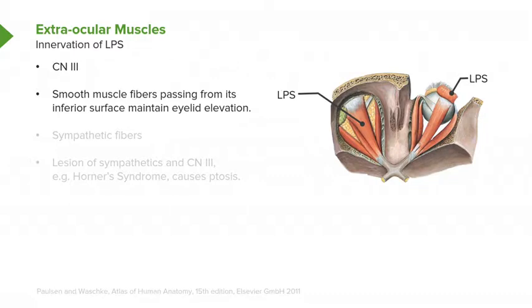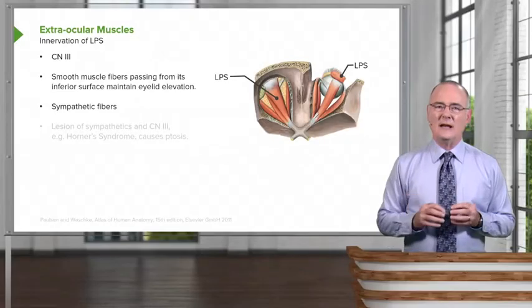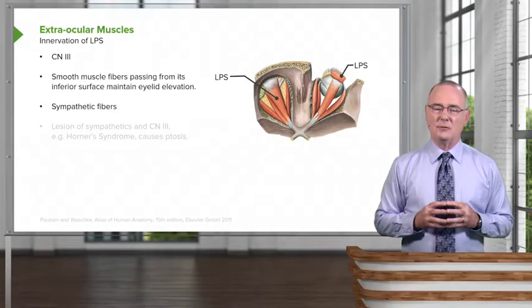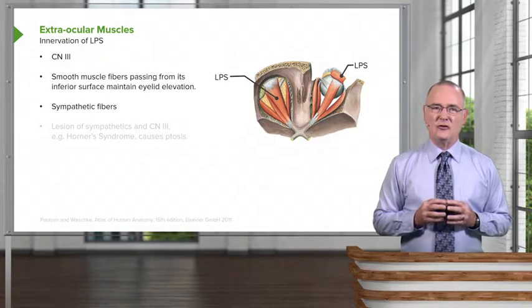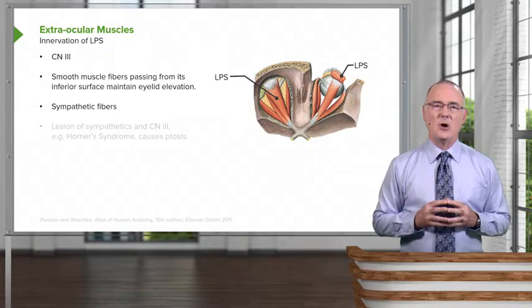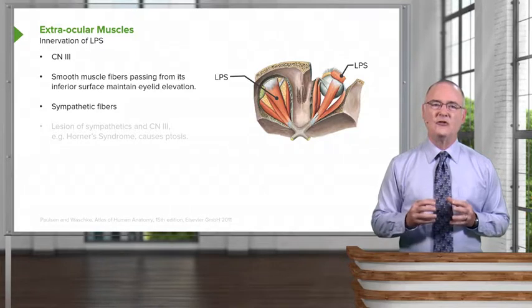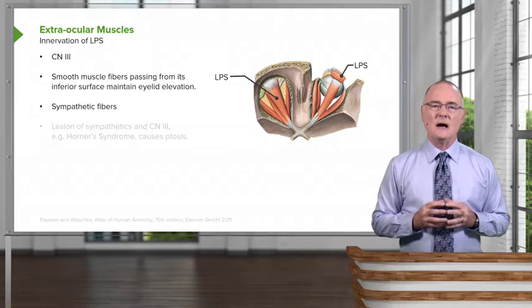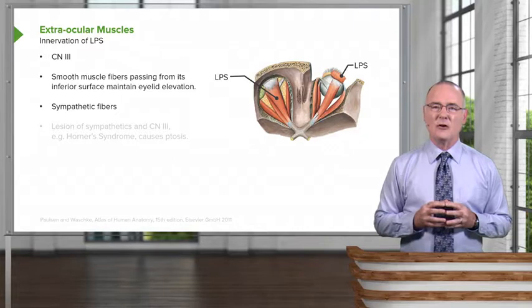These muscle fibers are very important in maintaining eyelid elevation, keeping that upper eyelid in an open position. As we are looking at the smooth muscle fibers at this particular point, they will not be innervated by the somatic fibers of oculomotor number 3. Instead, there will be sympathetic fibers that will innervate these particular smooth muscles.